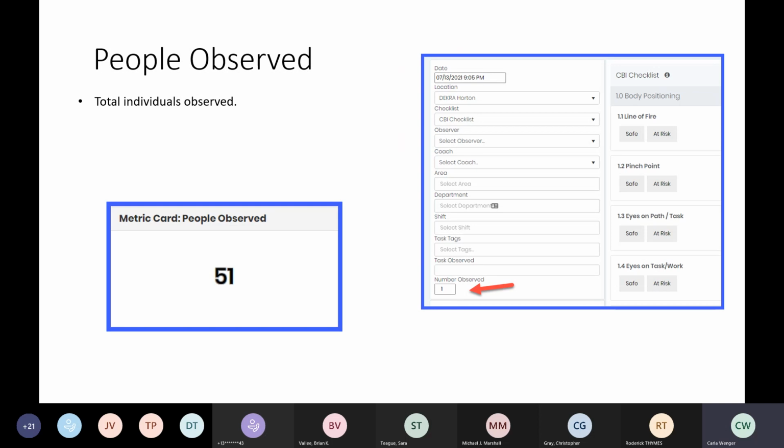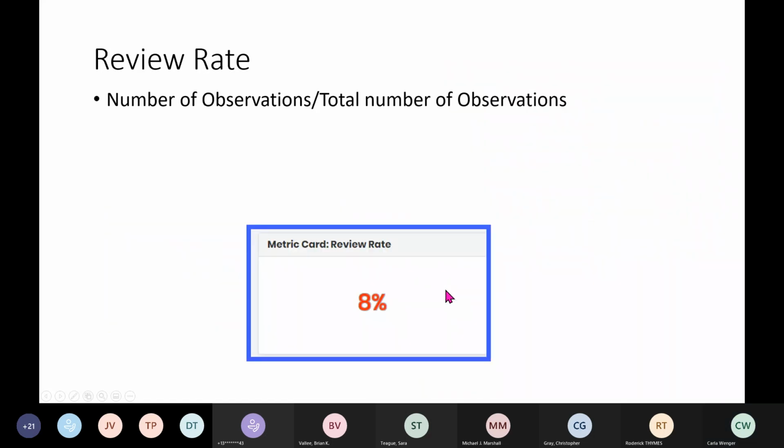The next one we're going to look at is people observed, total individuals observed. If you are actually using this feature, it's turned on and it looks just like this, number observed down here at the bottom. You can see how many people they're observing at one time. That's what's going to be populating this number right here. The review rate is the number of observations that have been reviewed divided by the total number of observations. So if you're reviewing things, that's what this one's actually going to be for.